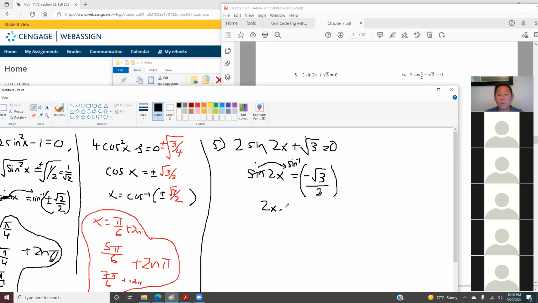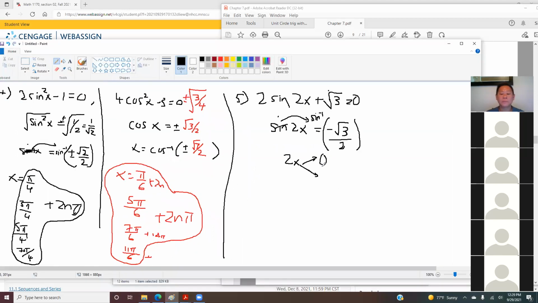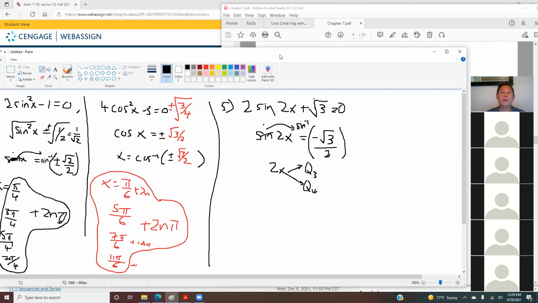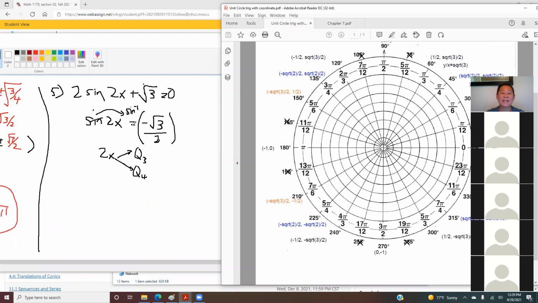Now, can someone tell me in which quadrants sine is negative? Last time with plus minus, you did all 4 quadrants. This is only negative. What quadrants are they? 3 and 4. So if you look at your unit circle, what are quadrant 3 and quadrant 4 for sine equals negative √3/2? Don't forget, sine is your y value, not the x value.